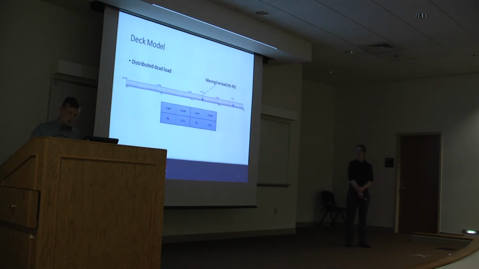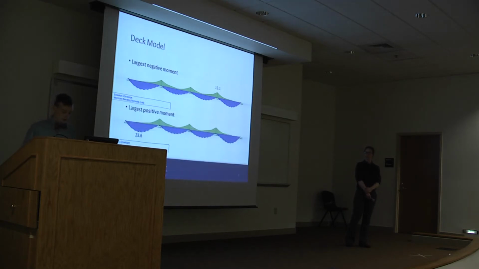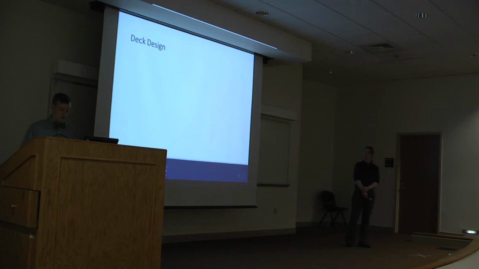We use these factors to multiply those loadings to get our largest negative moment of 19.1 kip feet and our largest positive moment of 23.6 kip feet. We had to get 2 different moments because the equivalent strip width is based on the sign of the moment. The equivalent strip width is an analysis technique that can be used to break apart the deck because it will be the same throughout the entire deck.